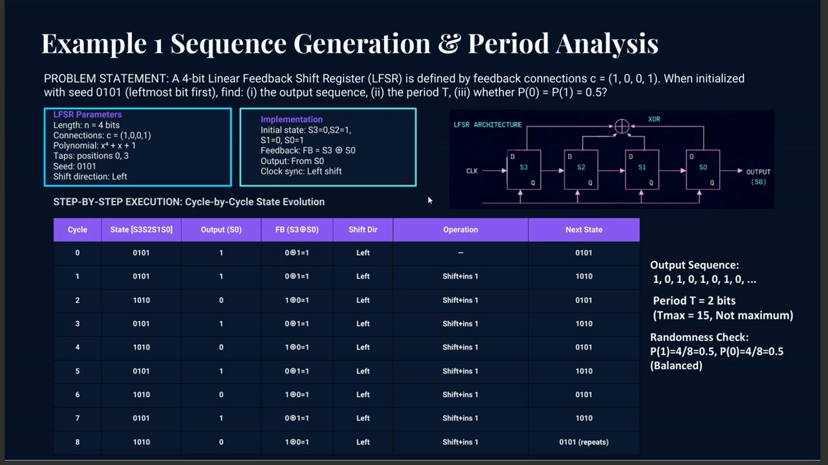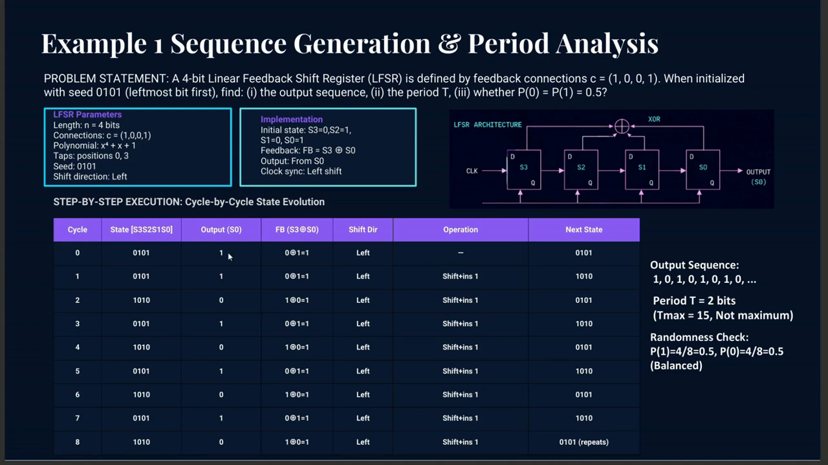And the initial seed here is 0101. So S3 equals 0, S2 equals 1, S1 equals 0 and S0 equals 1. Since the output comes from S0, our first output bit is 1.